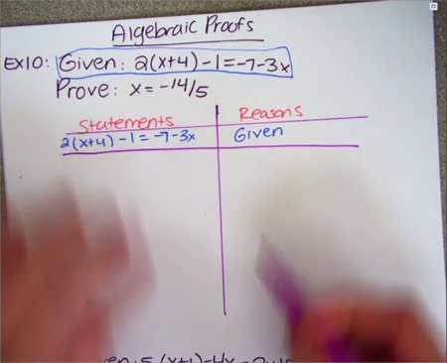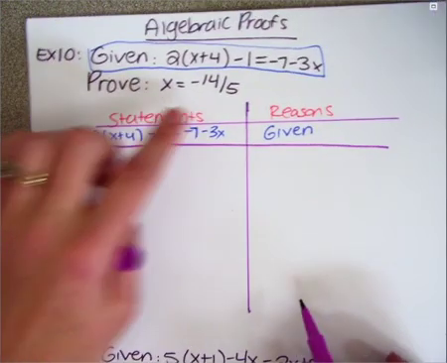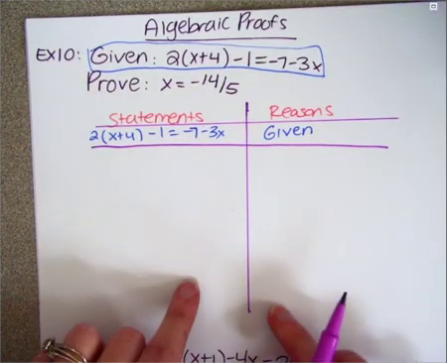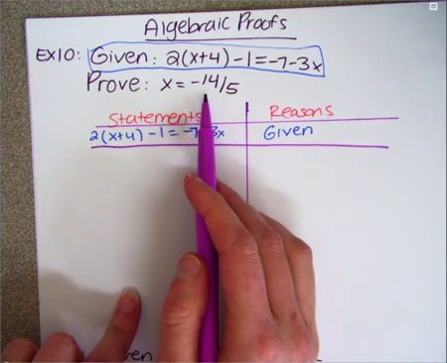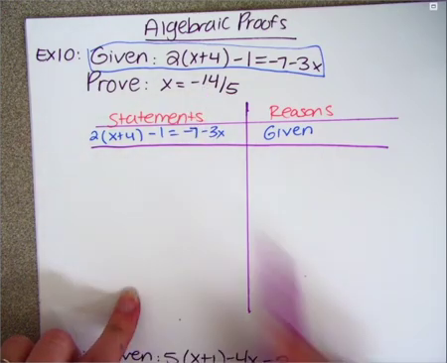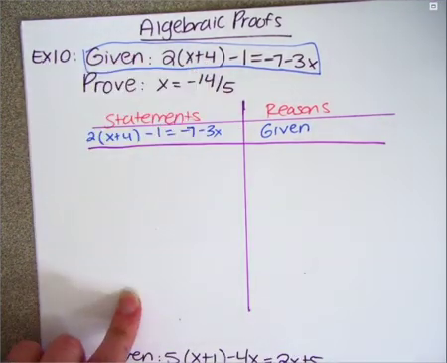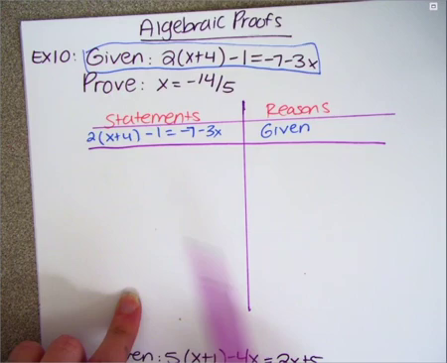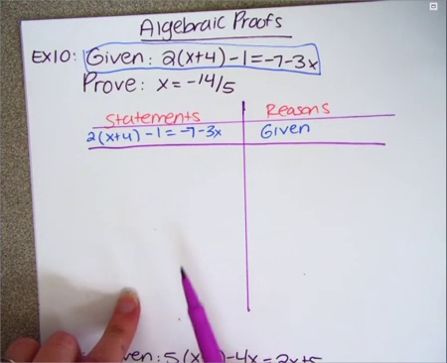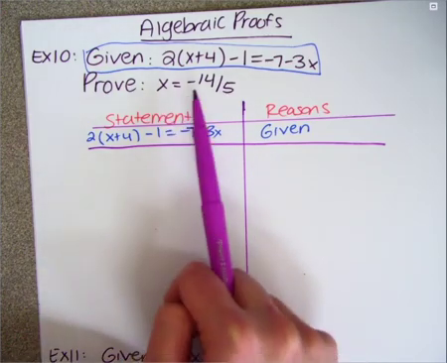Now, at the very bottom, what we're trying to get to is what I'm trying to prove. The very last step in my proof, the last thing I'm going to write is this. This is always the final thing in your proof. Now, the reason is not going to be "proved." That should never, ever be your reason. There'll be a reason in the step before that tells us how I got from this step to my final step.